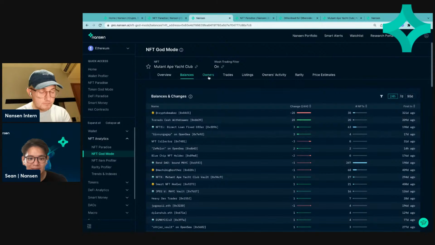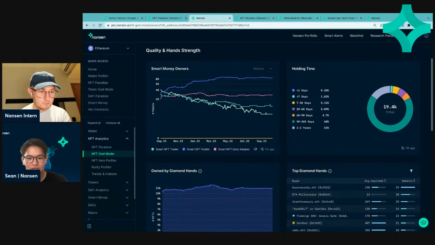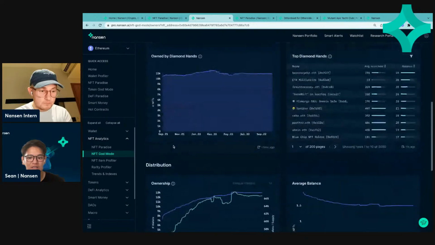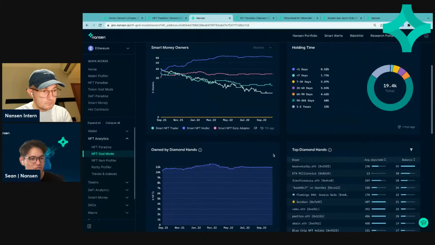So that's for the balances tab. And for the owners tab, there has been a huge redesign as well. We've broken it down into 3 sections. The first one being quality and hand strength, distribution, and related collections. What's really interesting that I want to point out, I won't run through each of them individually, I think I'm taking up quite a bit of time.